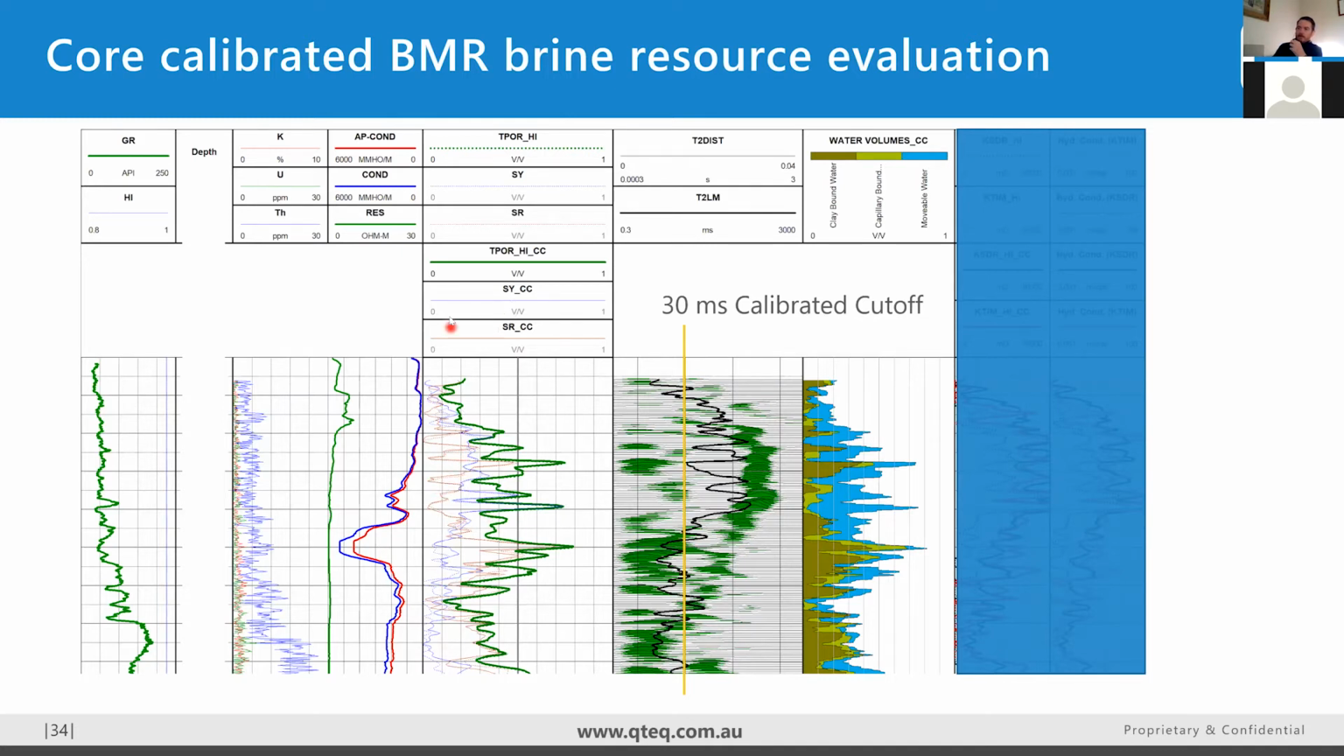So now we've got, it's not the clearest of volumes, but there's a subtle difference change between our bound and our free water in this area.